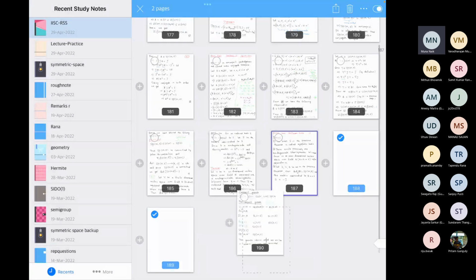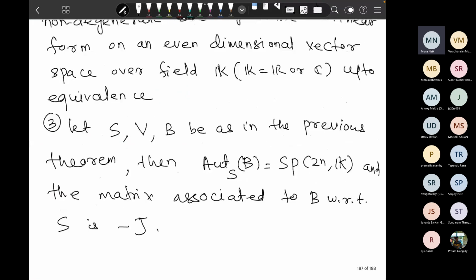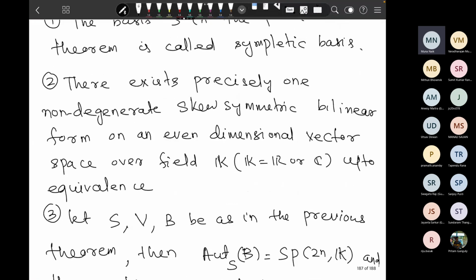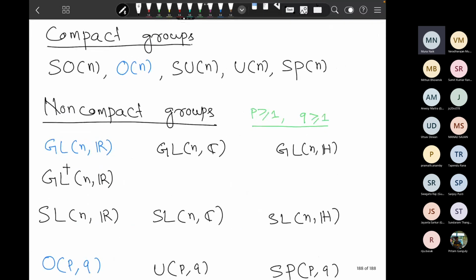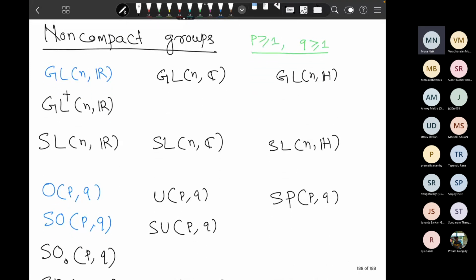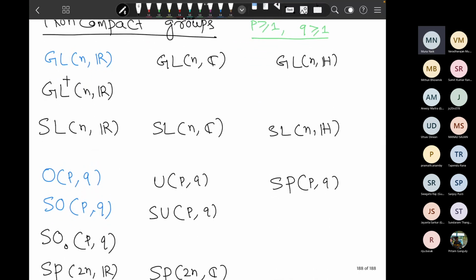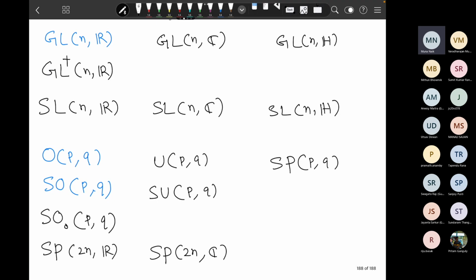So, what are the examples we have covered? They fall into two categories: compact groups and non-compact groups. In the compact groups, we have covered SO(N), O(N), SU(N), U(N), and Sp(N). In the non-compact category, you have GL(N,R), GL+(N,R), SL(N,R), O(P,Q), SO(P,Q), SO0(P,Q), Sp(2N,R), GL(N,C), SL(N,C), U(P,Q), SU(P,Q), Sp(2N,C), GL(N,H), SL(N,H), and Sp(P,Q).